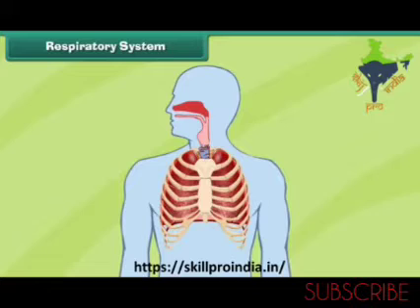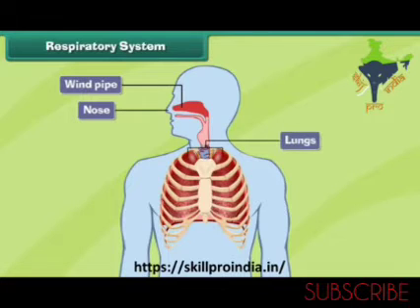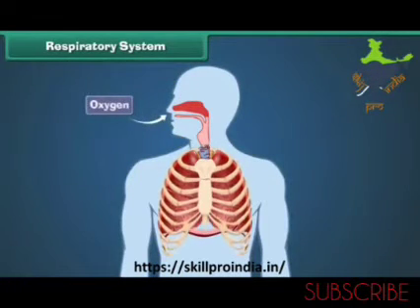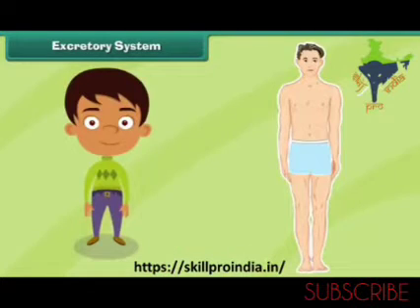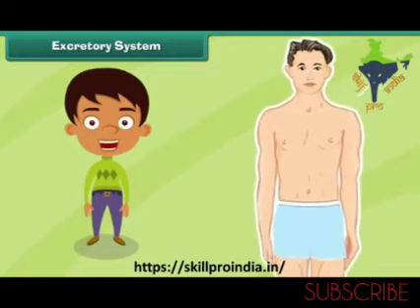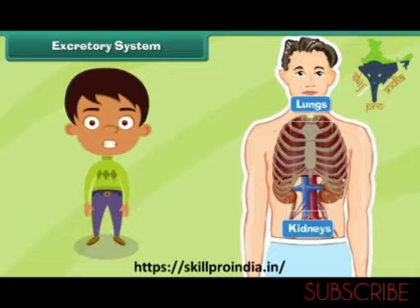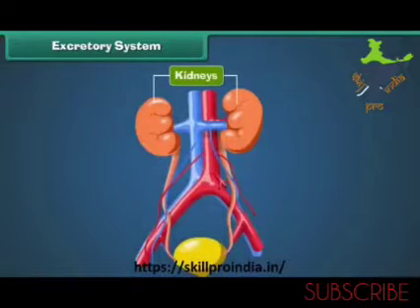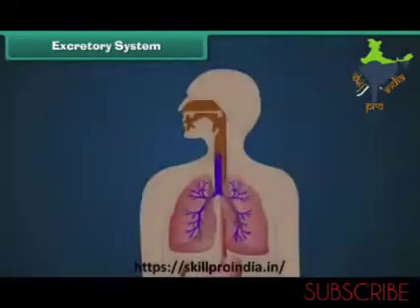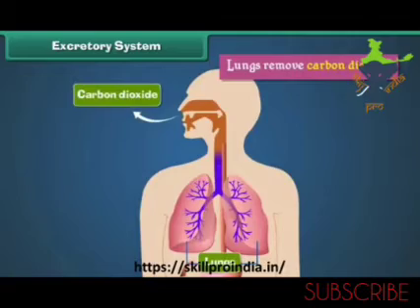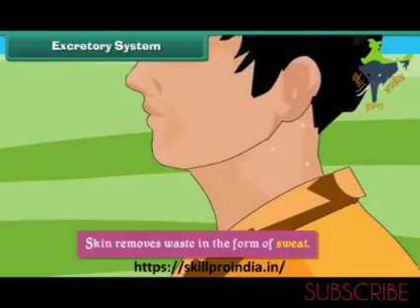Respiratory system. The human respiratory system is made up of the nose, windpipe, and lungs. It helps take in oxygen from the air and remove carbon dioxide from the human body. The oxygen mixes with food to give us energy. Excretory system. The human excretory system is made up of lungs, kidneys, and skin. It removes wastes from the human body. Kidneys purify blood. They remove excess water from the human body in the form of urine. Lungs remove carbon dioxide. Skin removes waste in the form of sweat.